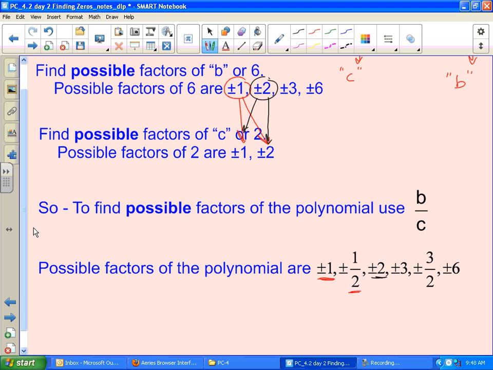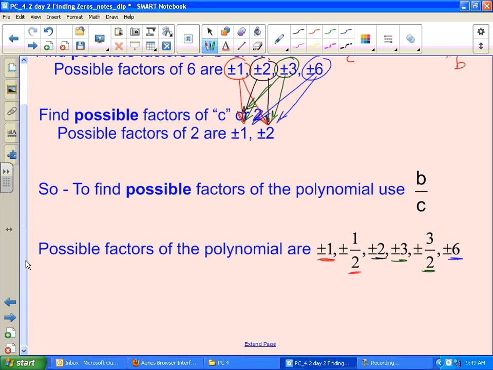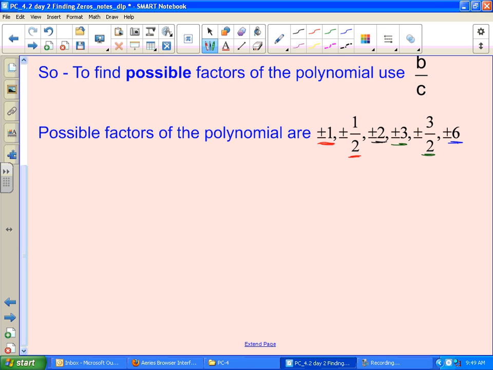Then we do the same thing with the 3. 3 over 1, 3 over 2. Again, 3 over 1 is new, there it is. 3 over 2, also new. And then lastly, 6. 6 over 1, 6 over 2. The only one that's new there is 6 over 1. So that's what I would do. Take all the b's, divide them by each of the c's, generate a list. For any repeated b over c values, we don't have to show them more than once. So there we go. There's all our possible factors that we could test.